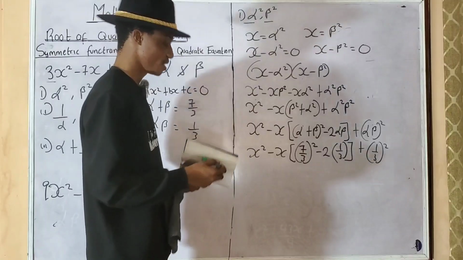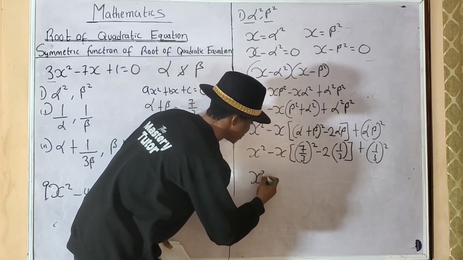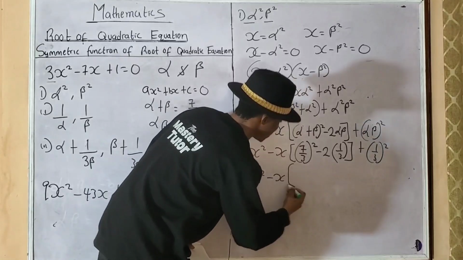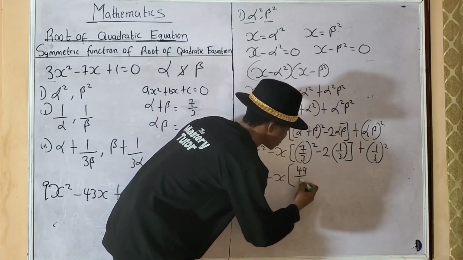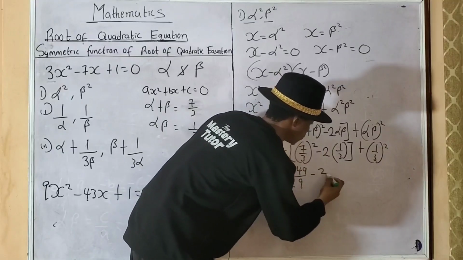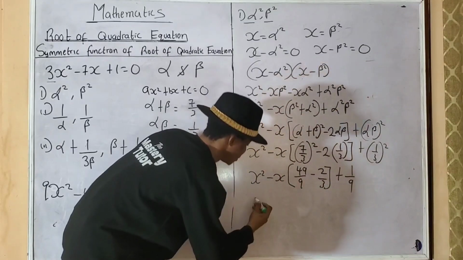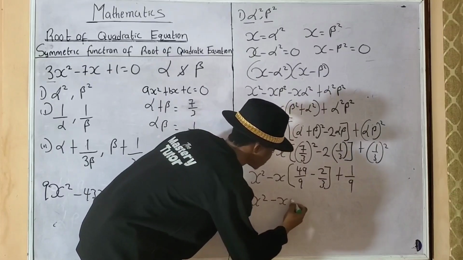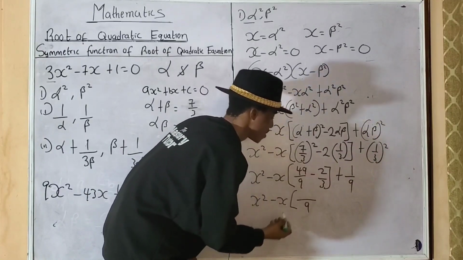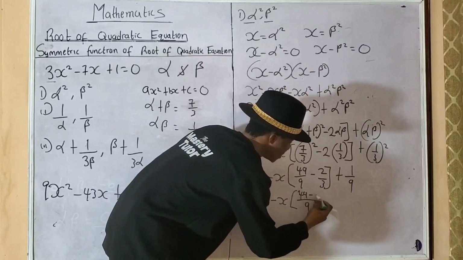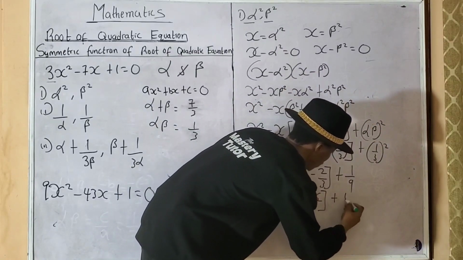Do you understand? Okay. Here I'm going to have x squared minus x multiplied by 7 over 3 squared, that is 49 over 9, minus 2 over 3, plus 1 over 9. Okay. x squared minus x multiplied by, now take the LCM. The LCM is 9. I'm going to have 49 minus 6, right? Yes. Plus 1 over 9.